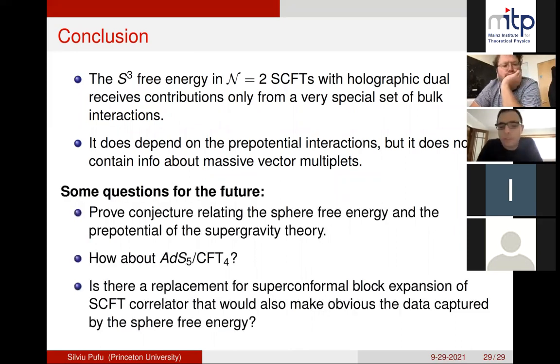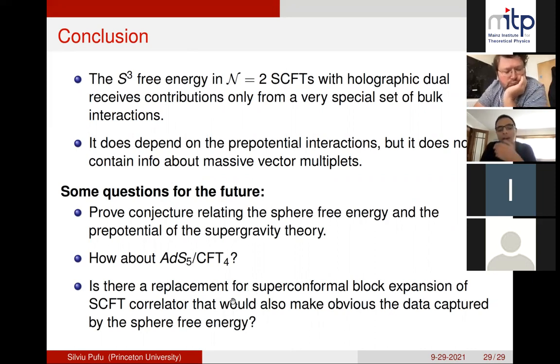And then questions for the future. Well, prove this conjecture that we're going to make about relating the sphere free energy and the prepotential of the supergravity theory, and other dimensions.